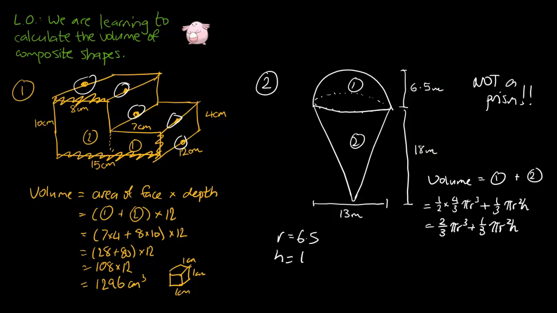And the height, well, that's fairly easy. Height of the cone, 18. So let's substitute that in. We're going to have 2/3 times pi times 6.5 cubed plus 1/3 times pi times 6.5 squared, and we're going to go times 18. So this is going to be really messy. Definitely grab your calculator out for this part. And hopefully you're getting 1,371.6 meters cubed. And that there had a 1 dp rounding.